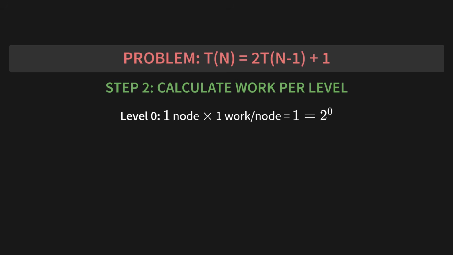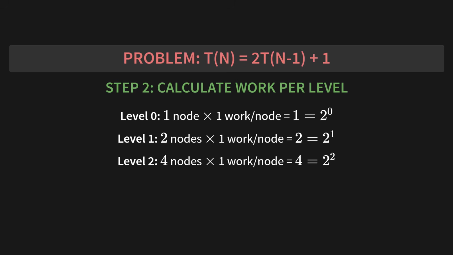At level 0, there's 1 node and the work is 1. So the total work is 1, which is just 2 to the power of 0. At level 1, there are 2 nodes, each does 1 unit of work, so the total work is 2, which is 2 to the power of 1. At level 2, we have 4 nodes. 4 nodes times 1 unit of work is 4, which is 2 to the power of 2.